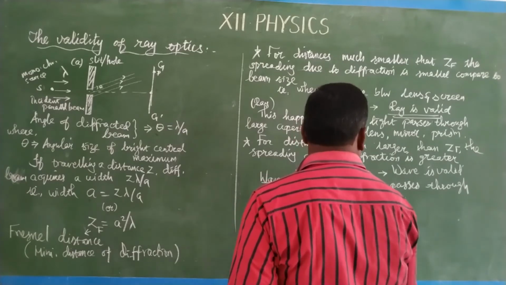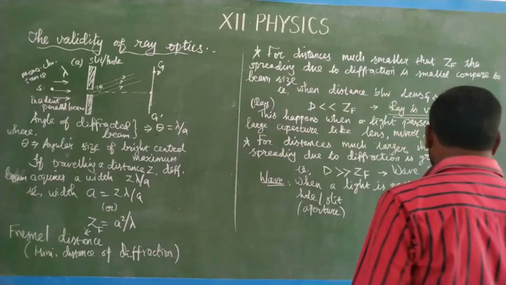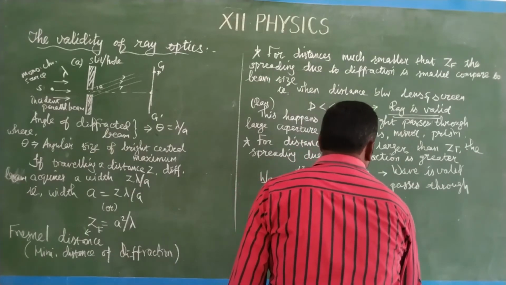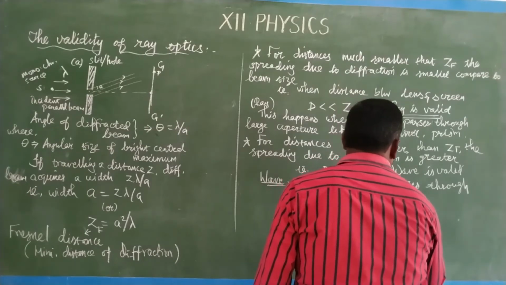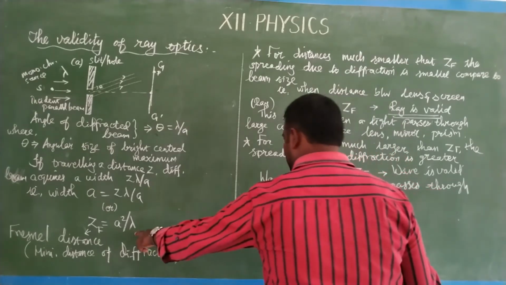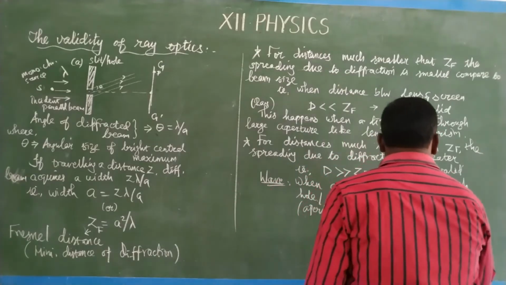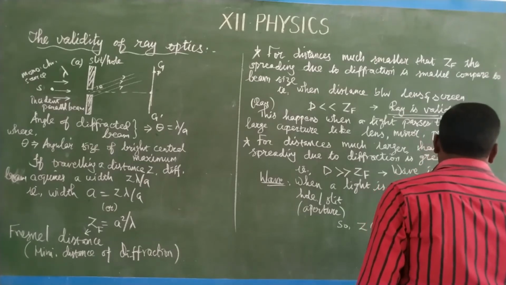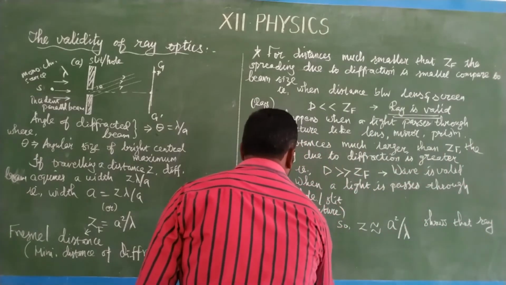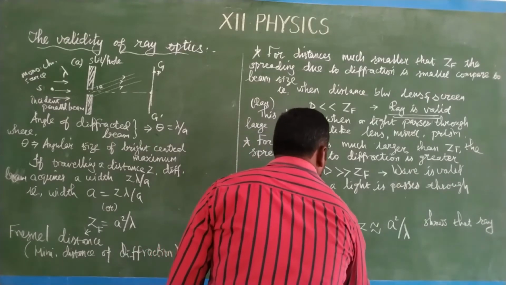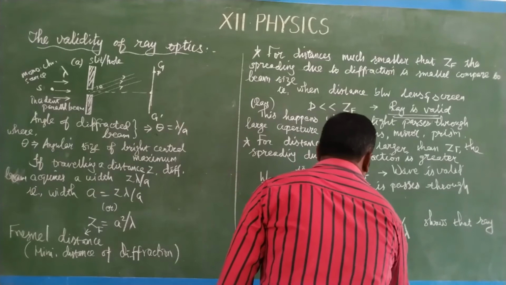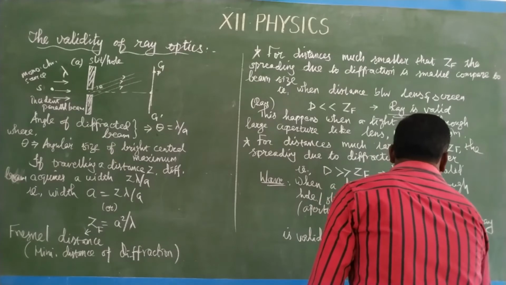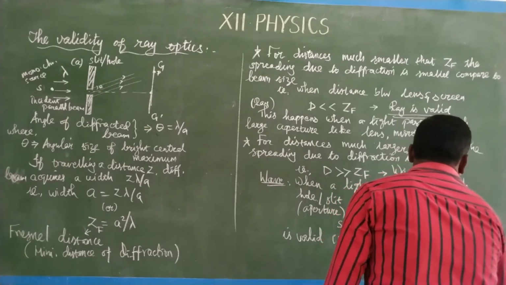அந்த ஹோல் இல்லை ஸ்லிட் என்ன சொல்லுவோம், அப்பர்ச்சர். அப்போ நமக்கு ஃபைனல் ஃபார்முலா கிடைச்சிருக்கு. வாட் இஸ் த ஃபார்முலா? Z is approximately equal to a square by lambda. நம்ம ஃபைனலாக அதான் ப்ரூவ் பண்ணியிருக்கோம். ஸோ this shows that ray is valid in the limit of wavelength tending to 0.